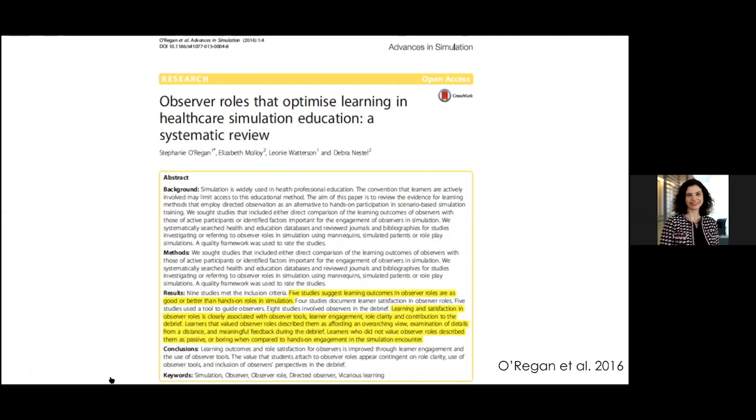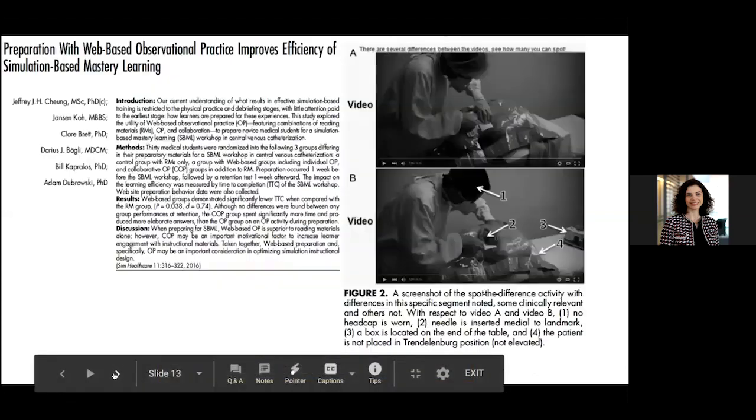So again, it's this idea that just because you're observing doesn't mean that you won't be able to engage in productive learning. And we can think about how this might apply to even the traditional methods that we use in instruction now. Next slide. I'm almost done.